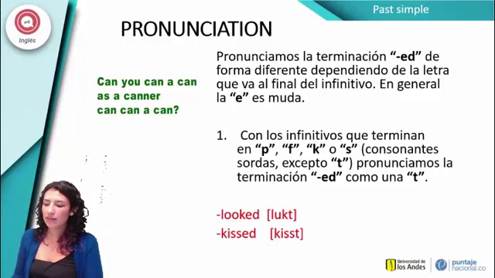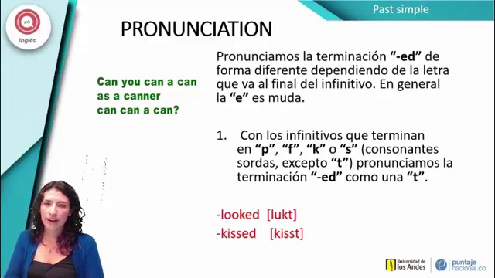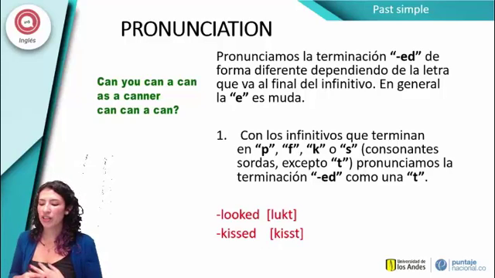So we pronounce the termination ed in different ways depending on the letter that goes at the end of the infinitive. In general, the E sound is mute, so we don't pronounce the E most of the time when we are conjugating the verbs in past simple. So let's go to the first rule. With the infinitives that end in P, F, K, or S, voiceless consonants, except for the T, we pronounce the termination ed with a T.